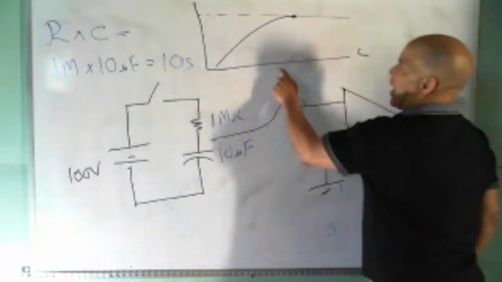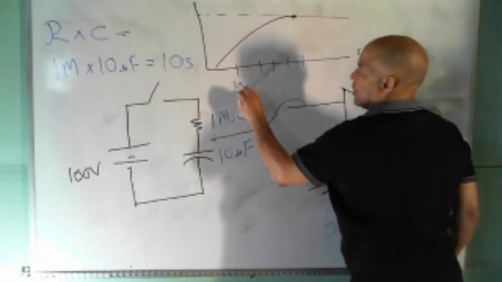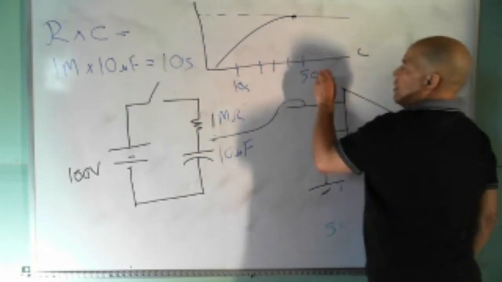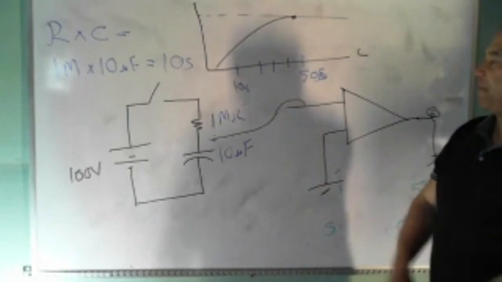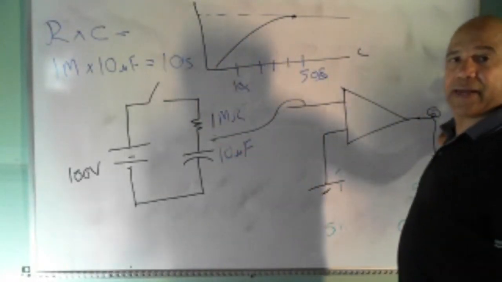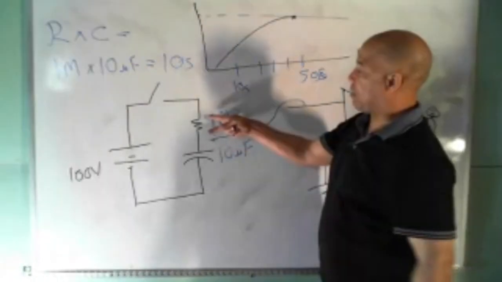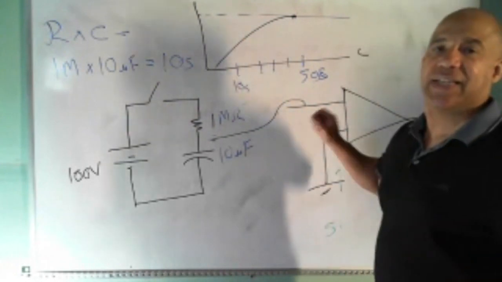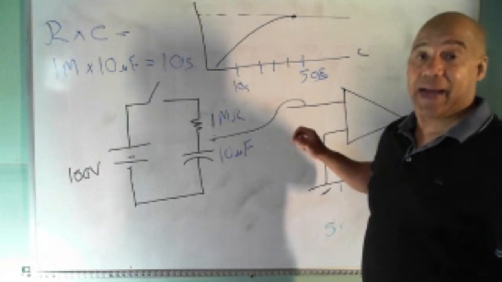So that means the graph looks like 1, 2, 3, 4, 5 time constants: 10 seconds, 20 seconds, 30 seconds, 50 seconds. So I can actually close the switch and stand back, and 50 seconds later, I can get something to happen over here. This acts like a delay. Or depending on how I hook it up, I can hook it across the resistor and have the opposite effect. The point is, what this does to a circuit is add an element of time.